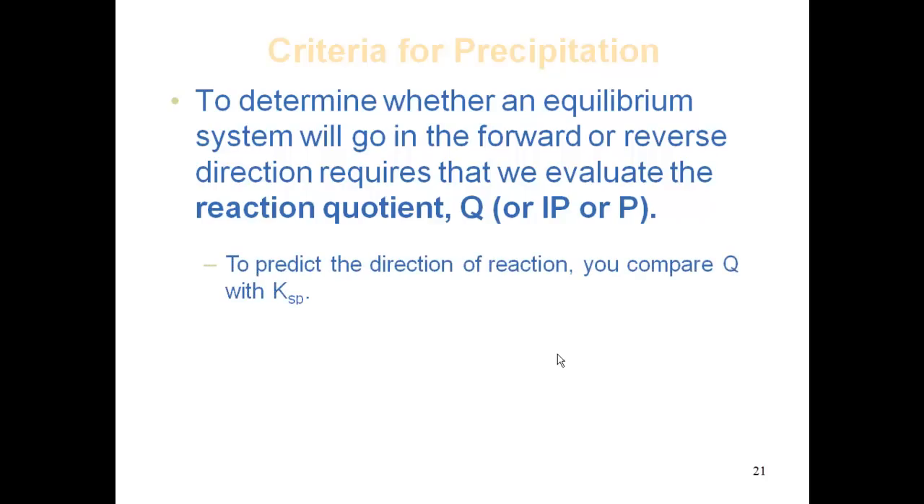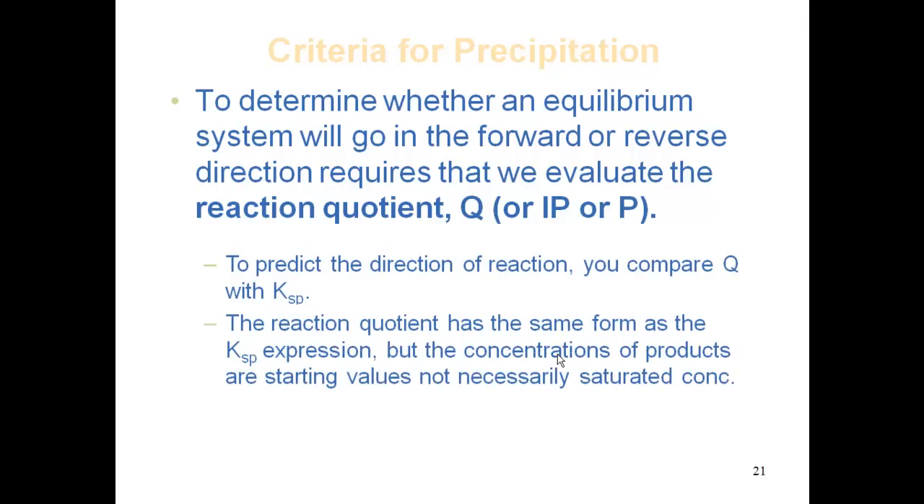To predict the direction of reaction, you compare that Q to the KSP. The reaction quotient has the same form as that KSP expression, but the concentrations of the products are starting values, not necessarily saturation concentrations. And there are any values that we're plugging in there, trying to determine if that Q is equal to that KSP. If we're at the KSP value, then we're at the saturation point. If it's less than the KSP, then we're before the saturation point. If the Q is greater than KSP, we're past the saturation point.